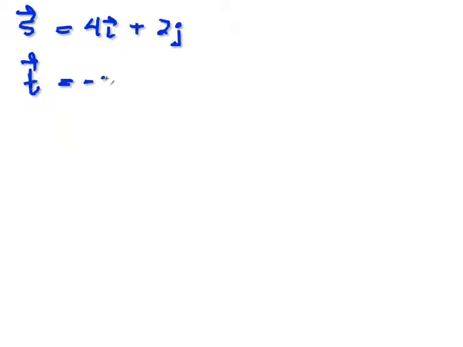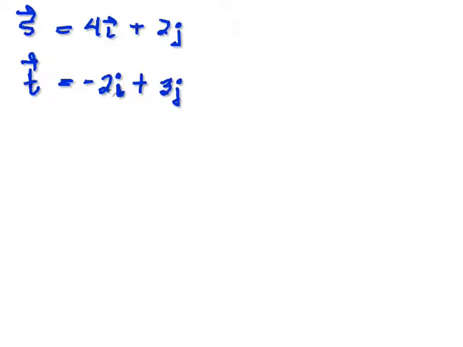Let me just say, for example, we have something like this. We have vector s, something really simple, something like 4i plus 2j. And then we have vector t, let's say here, that is negative 2i plus, just real straightforward, let's make this 3j.